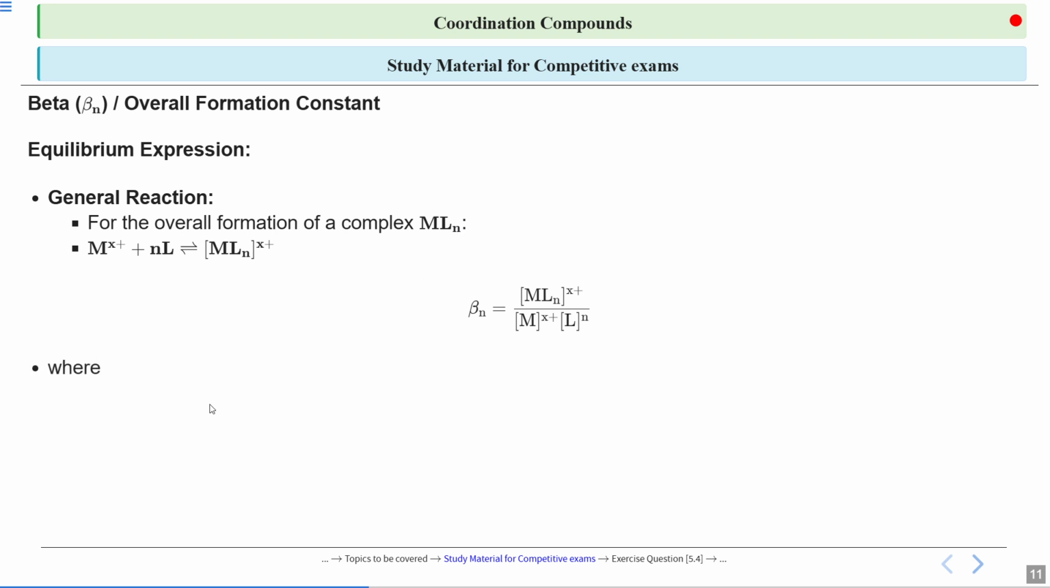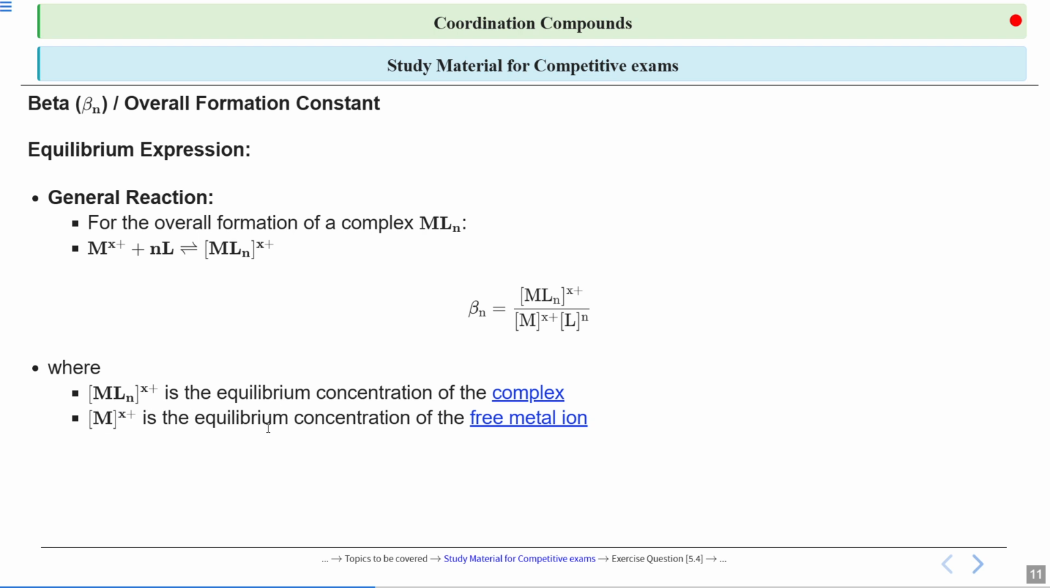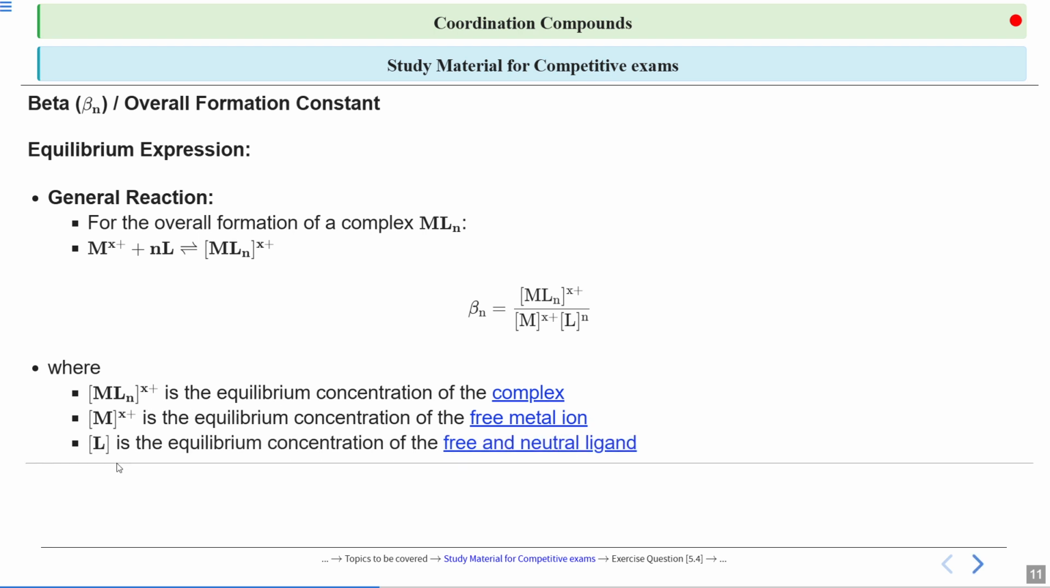Now here MLn x positive is the equilibrium concentration of our complex, M to the power x positive is the equilibrium concentration of the free metal ion, and L is the equilibrium concentration of the free and neutral ligand.